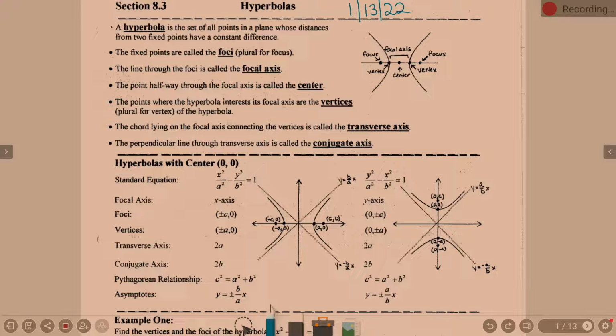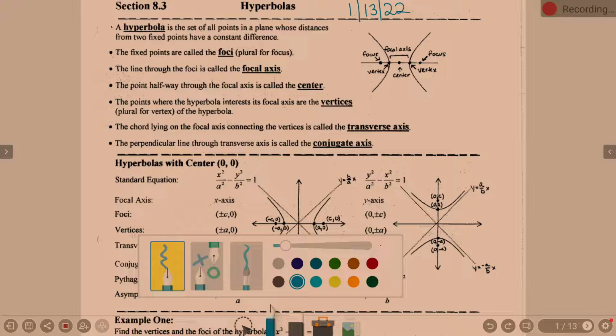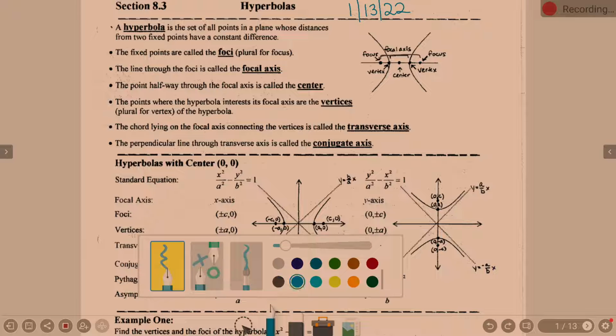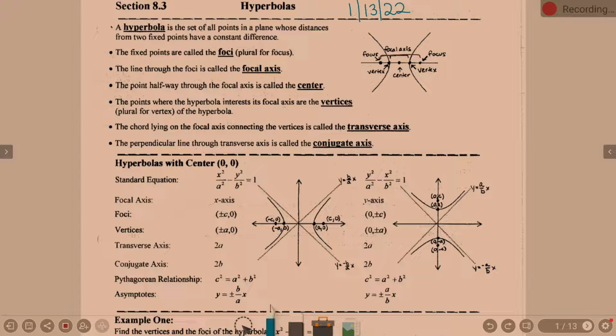The line through the foci is still called the focal axis. That doesn't look like it's drawn right actually. I sometimes remember to catch that and sometimes don't. Officially, focal axis is going to go from foci to foci, or focus to focus, so it really should be more along that line. Sorry about that. And so focal axis connects your two foci. The point halfway through the focal axis is called the center.